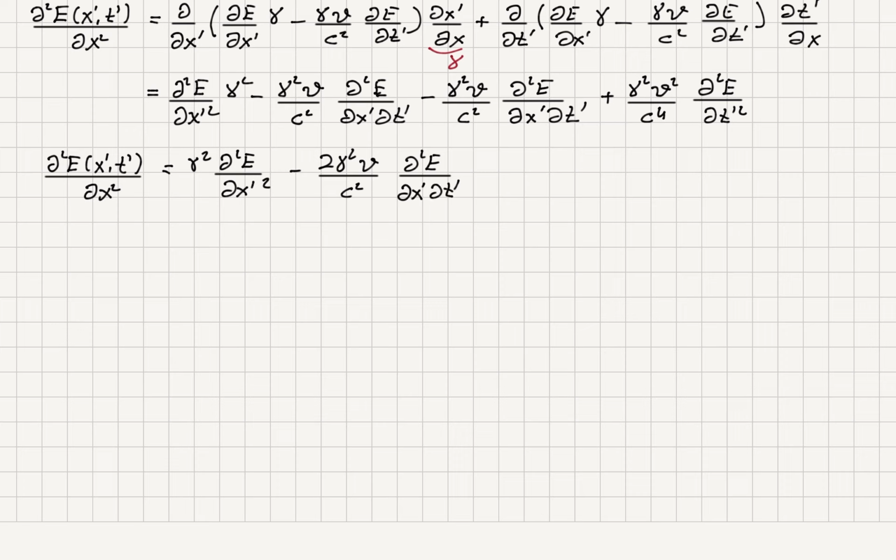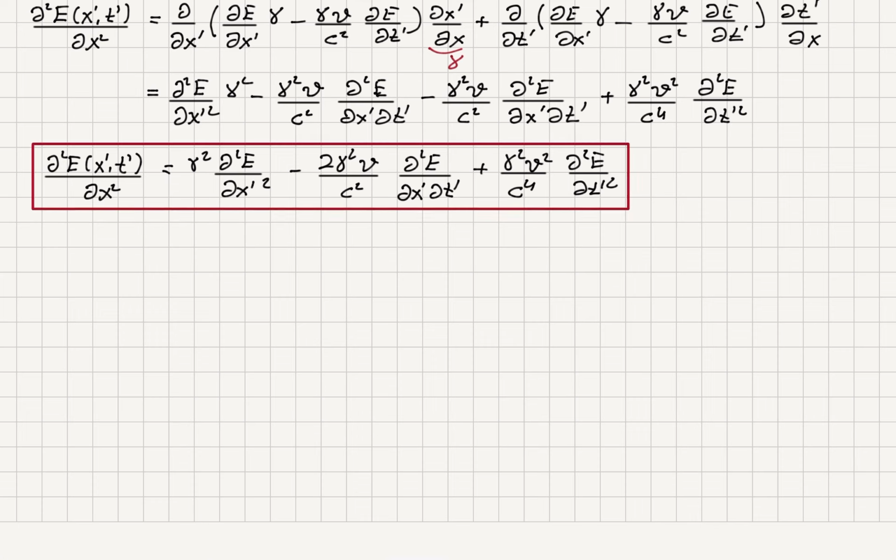And the final term, γ²v²/c⁴ ∂²E/∂t'². So that's the first equation I need for the second derivative with respect to x. Now I need the time derivative.